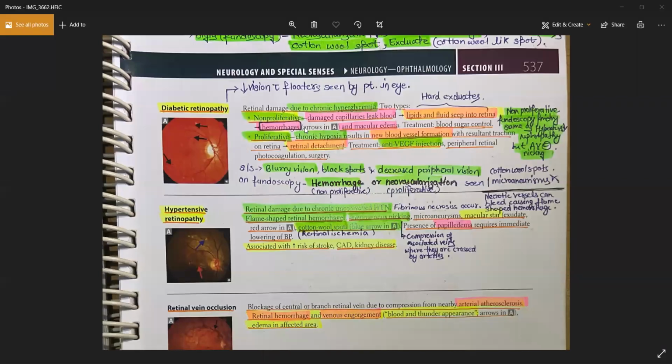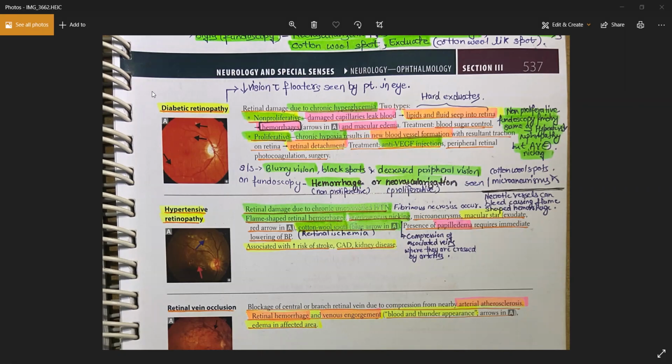This diabetic retinopathy happens because of a very high glucose load. That can also happen because of a prolonged increase in the blood glucose level. Uncontrolled blood sugar. So a prolonged history of having a high blood glucose or uncontrolled glucose can lead to diabetic retinopathy.